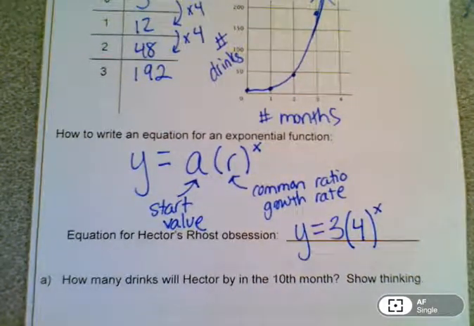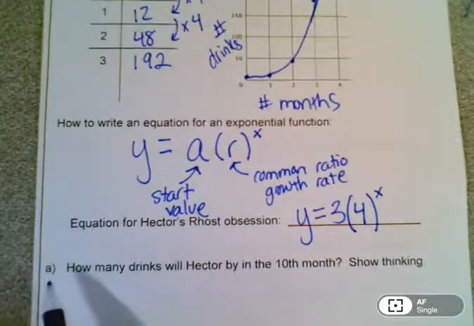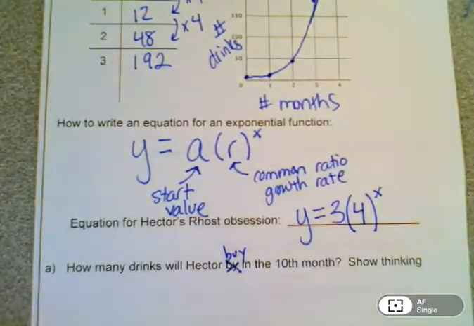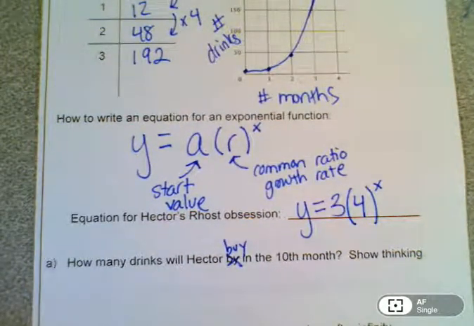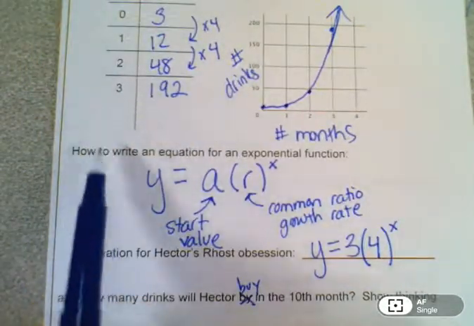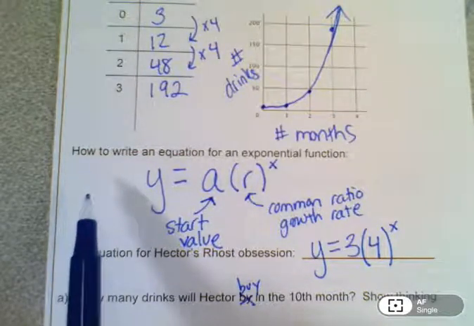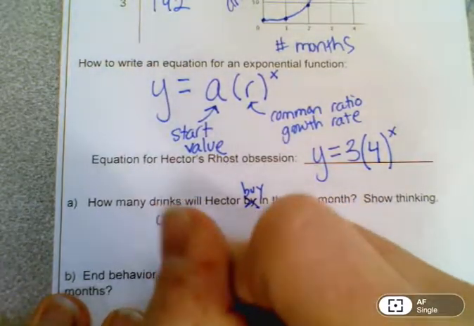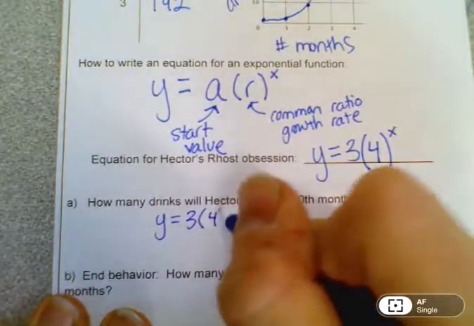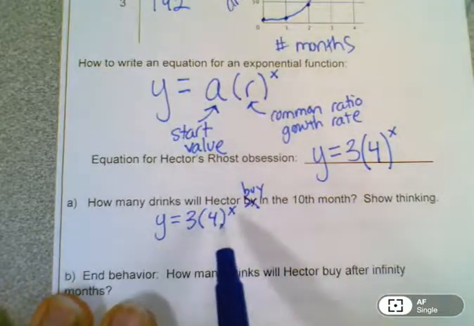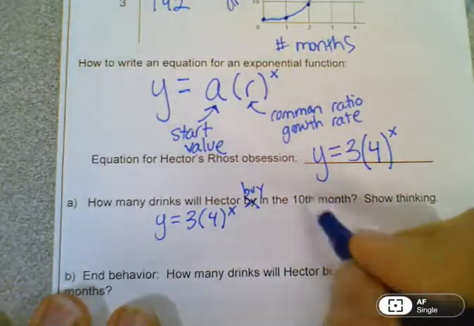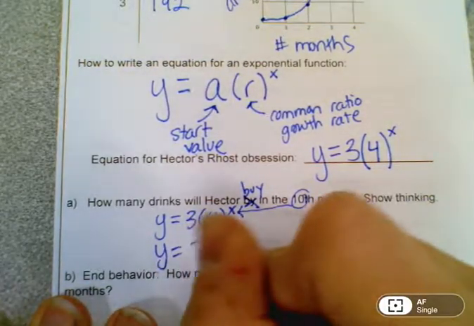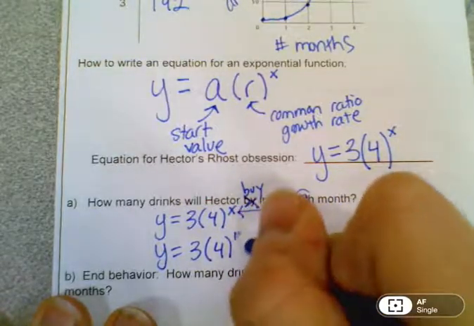And equations are fabulous because now part A says how many drinks will Hector, that should say buy, in the 10th month. Show your thinking. So before, we would have had to keep this table going all the way down to 10 and keep going times 4, times 4, times 4. But now we don't have to do that because we have this lovely equation. So we're going to write y equals 3 times 4 to the power of x. x stands for the months here. So all I have to do is put that 10 in where the x is. y equals 3 times 4 to the 10th power.